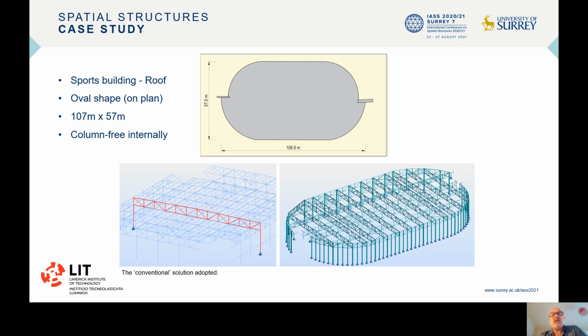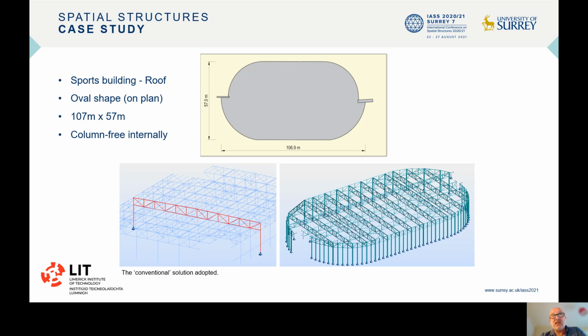A case study is then presented, as an application of some of the introductory material presented in the paper, to show the type of real life project where spatial structures can be applied. The case study relates to the roof of a sports building. This is a project that I was involved in, leading a team who carried out an independent design check on the structure, including the long span roof.